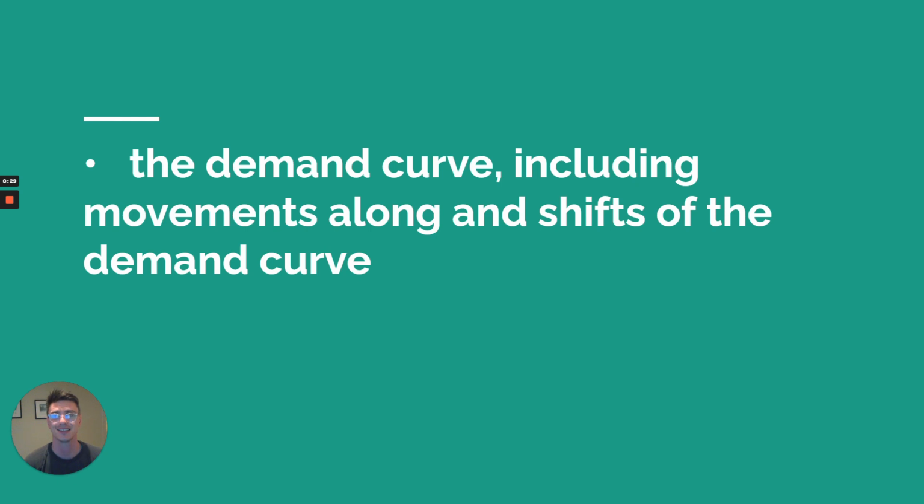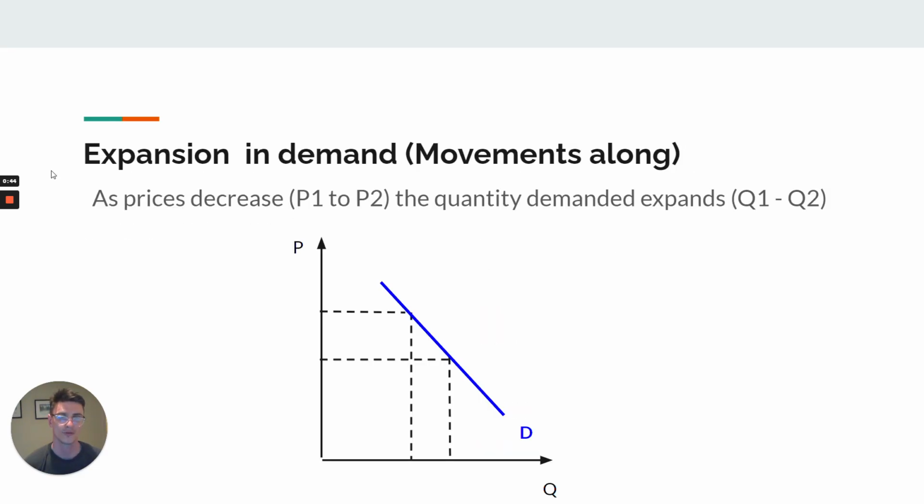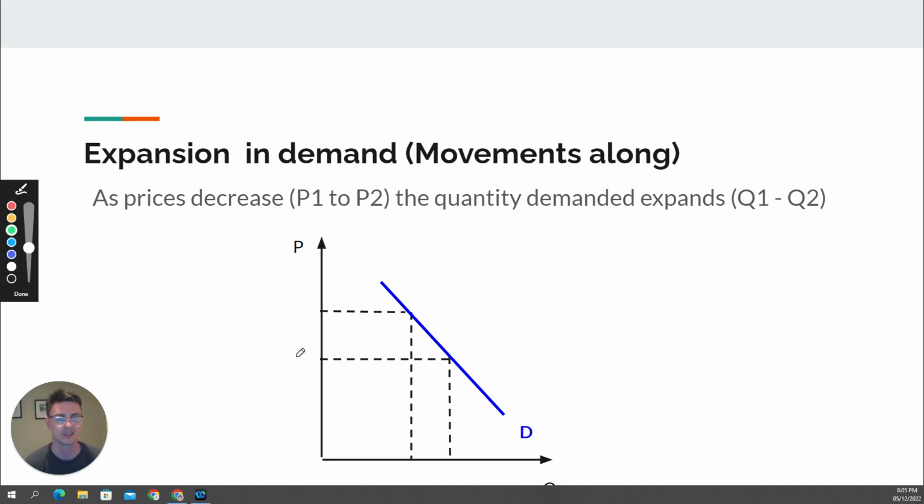Now in this video, we need to understand the language behind the demand curve. Specifically, we need to understand the difference between a movement along the curve and a shift of the entire demand curve. Let's just remember that the demand curve represents the theory or the law of demand graphically. If the price decreases from P1 to P2 here, that means we will want more of a particular good or service, from Q1 to Q2.